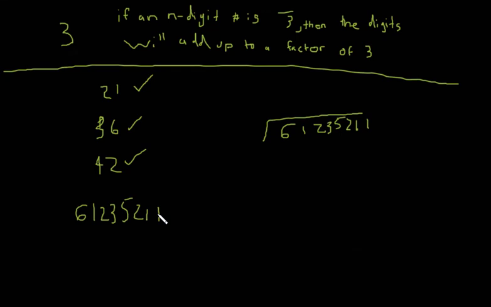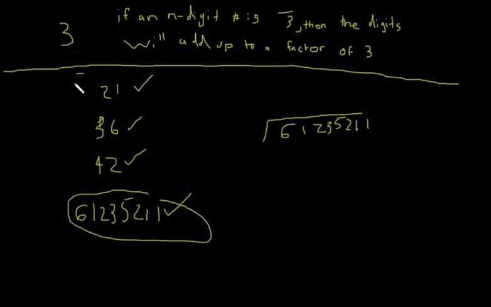So yes, 61,235,211 is divisible by 3. You may divide it like that, or we can just add up the digits and see if the sum is a factor of 3. So 6 plus 1 plus 2 is 9, plus 3 is 12, plus 5 is 17... I mean, 14, plus 2 is 16, plus 1 plus 1 is 18. 18 is a factor of 3, and we know this. So that means this whole thing right here is a factor of 3.